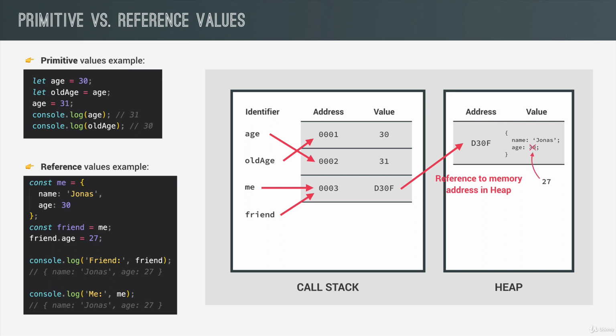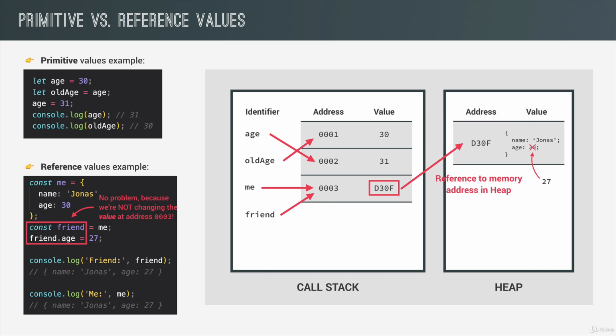And by the way, even though we defined the friend variable as a constant, we can actually still manipulate the object without problems. And when we think about that, it makes sense, because we're actually not changing the value in memory for the friend identifier. It is still D305, so the reference to the object. All we did was to change the value in the heap, and that's not a problem.